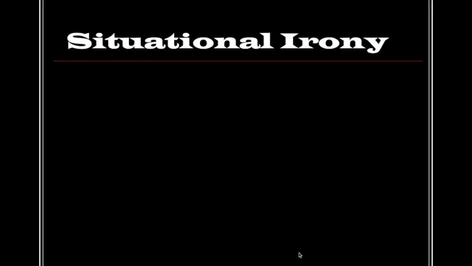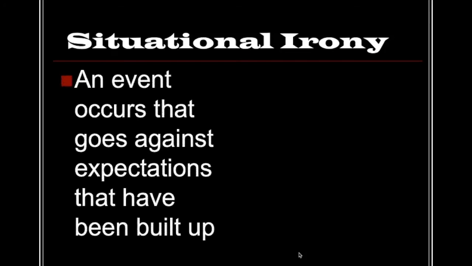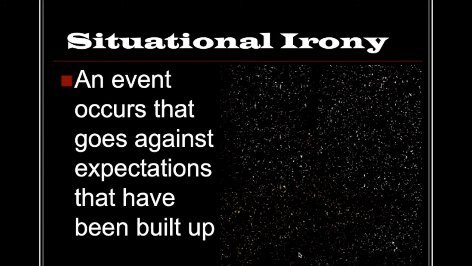So our last type of irony is situational irony. And this is probably one of the more common types of irony, but this is also the type of irony that a lot of people miss. And so situational irony is when an event occurs that goes against expectations that have been built up. And the best way to show you what I mean is with an example.